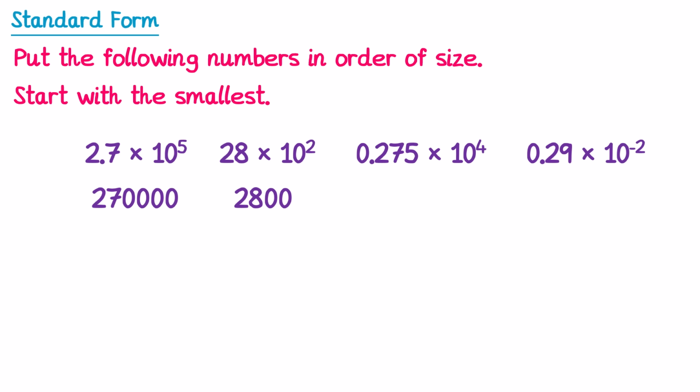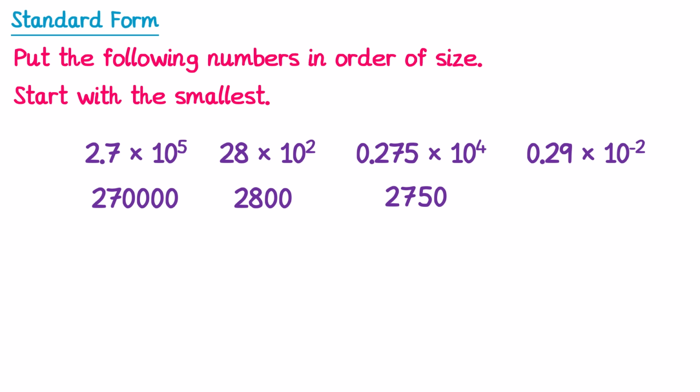And on to the next one, we've got 0.275 times 10 to the power 4, so times by 10 4 times. So let's times it by 10 once, which will be 2.75, a second time, 27.5, a third time, 275, and a fourth time, 2,750.